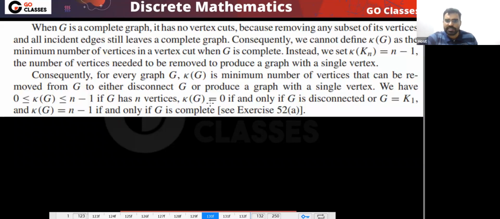Okay. So if your graph is disconnected, then your kappa will be 0. If you have a single vertex, then kappa will be 0. If your graph is a complete graph, then kappa will be n minus 1. Very simple. Kappa can never be n, right? Yes or no? Some things you can notice.